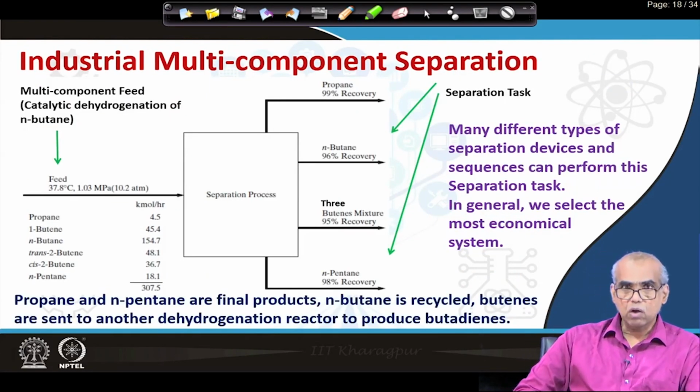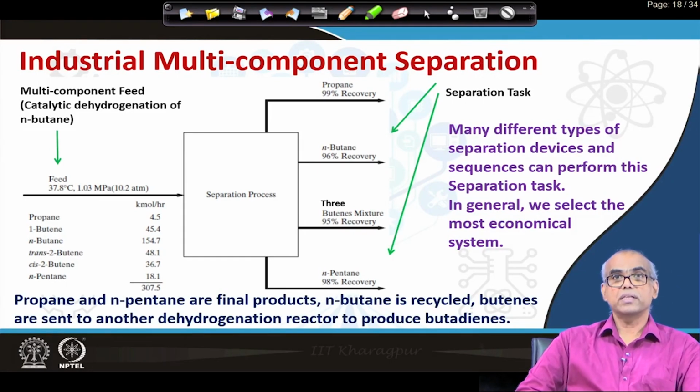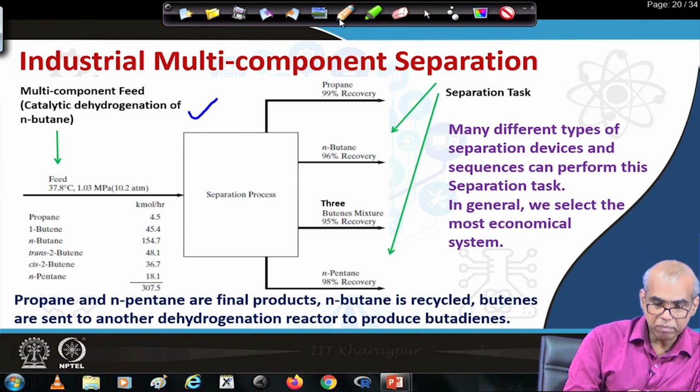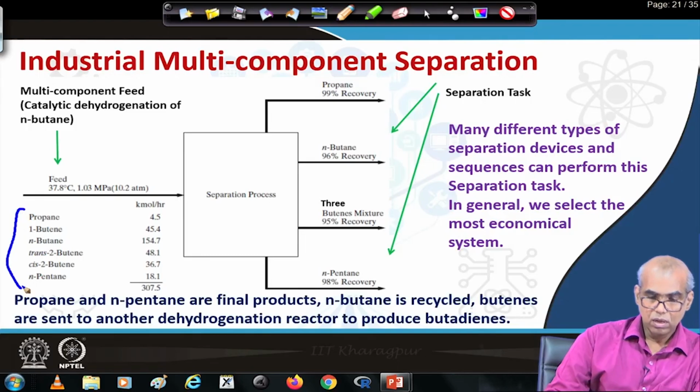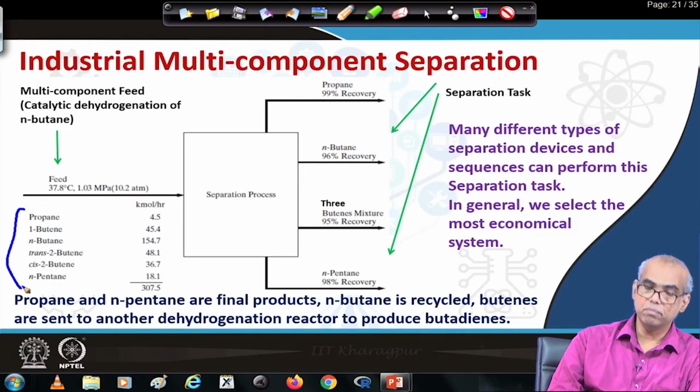To understand the complexity of industrial multi-component separation systems, let us take this example. We are considering separation of a multi-component mixture of propane, 1-butene, N-butane, trans-2-butene, cis-2-butene and N-pentane. This mixture is obtained from catalytic dehydrogenation of N-butane.